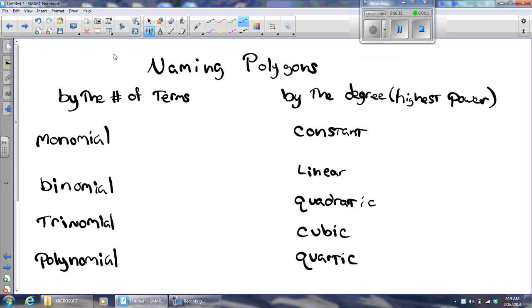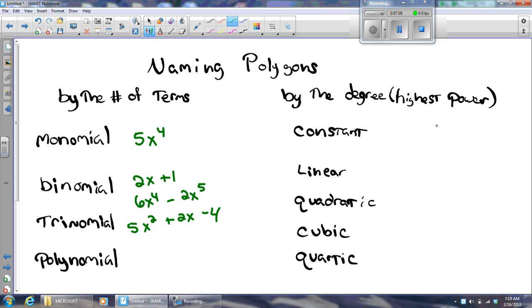And remember, monomials have one term. Like, for example, 5x to the fourth is a monomial because it has one term. A binomial has two terms. Sometimes it looks like 2x plus 1. It could look like 6x to the fourth minus 2x to the fifth. Trinomial would be three terms. So if I had a 5x squared plus 2x minus 4, that would be a trinomial. Polynomial means just more than three terms.